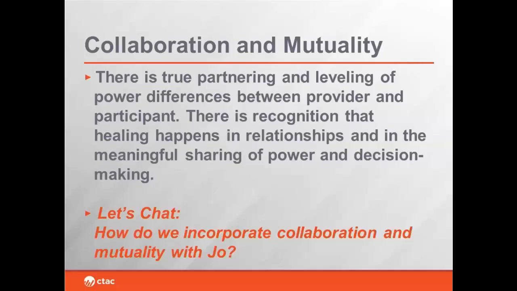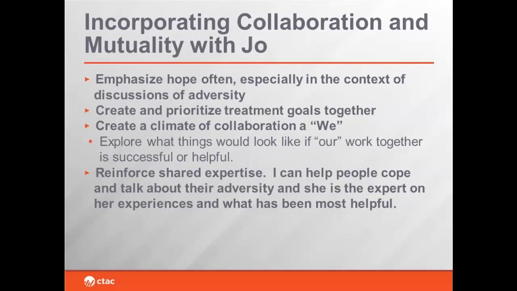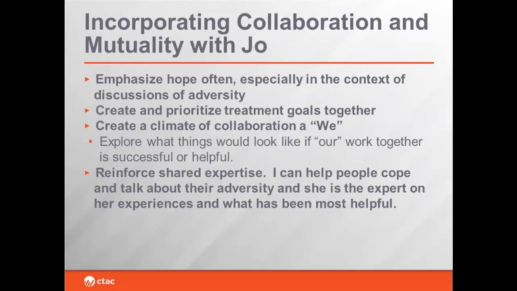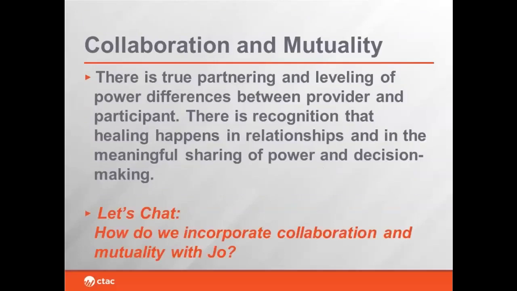One way to do this is the organization recognizing that everyone has a role to play in a trauma-informed approach, and one does not have to be specific to that therapeutic relationship. So shifting the conversation back to Joe, how might we incorporate collaboration and mutuality in our treatment and care and collaboration with Joe? I'll give you guys about 10 seconds.